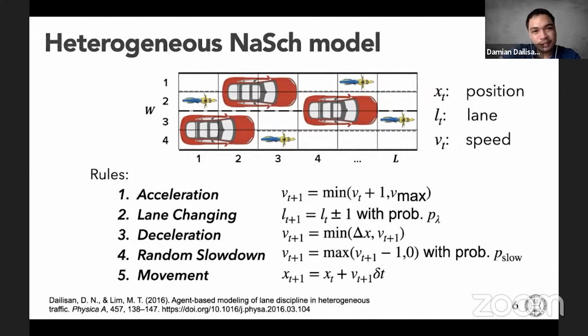So we proposed a heterogeneous model where you can have 2 vehicle types. For simplicity, we call them motorcycles and cars. And then we added lane changing into the model. So the rules are pretty much the same as the original Nagel-Schreckenberg model, except that we have this new rule, which is lane changing.